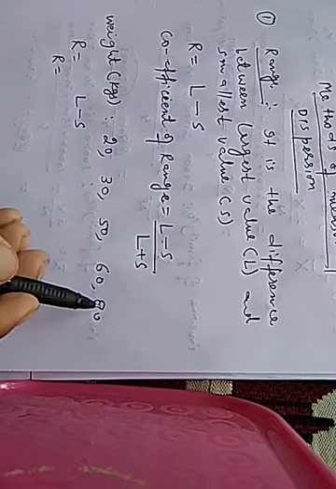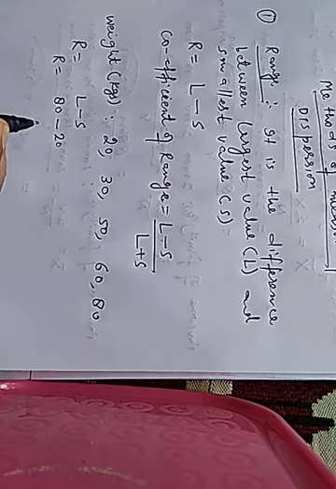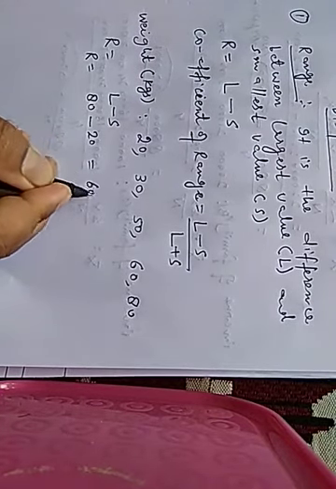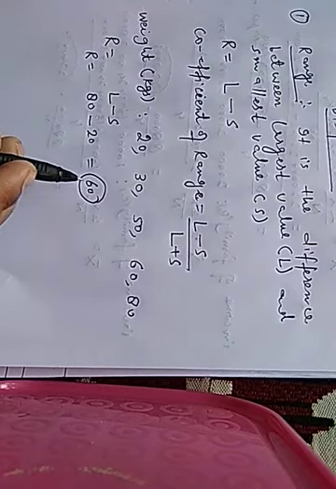Range will be equal to the difference between largest value and smallest value, that is L minus S. The value of range will be equal to the largest value, the highest value in this data, 80 kgs, minus the smallest value, 20 kgs. It will be equal to 60. The value of range will be equal to 60.